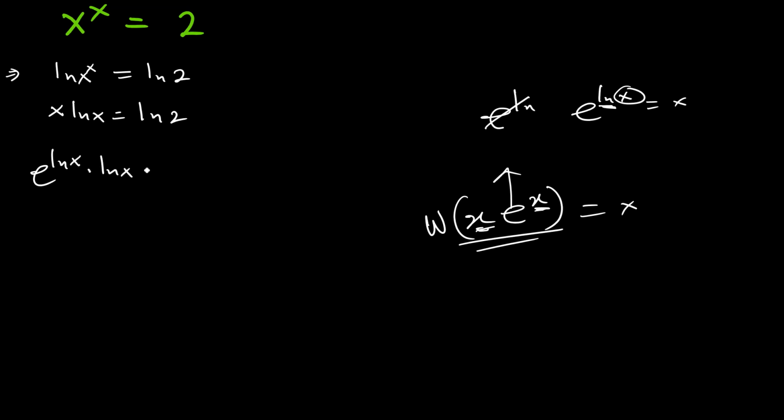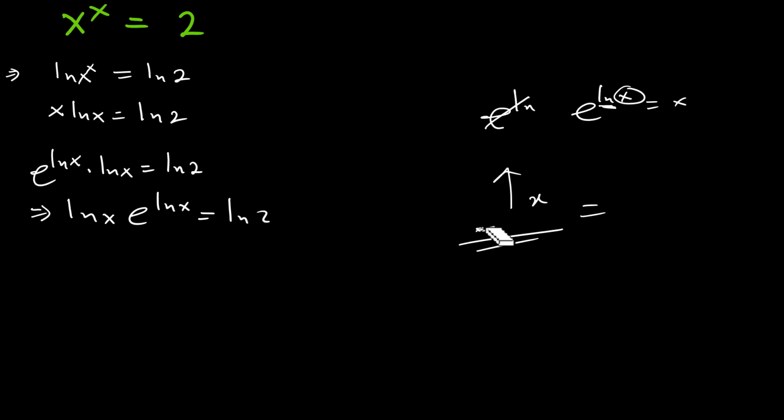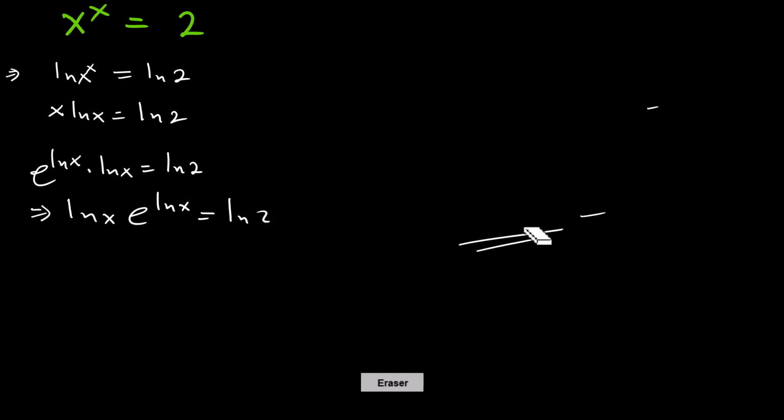times ln of x. Now we are doing this because we want to take the Lambert W function on both sides. Going back, this one is the same as x. So let's arrange this well. This one is the same as ln of x times e raised to ln of x equals natural log of 2, or ln of 2. Now that we have what is here and what is there equal, we can take the Lambert W function.